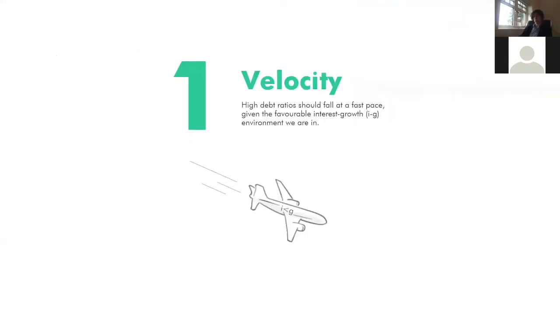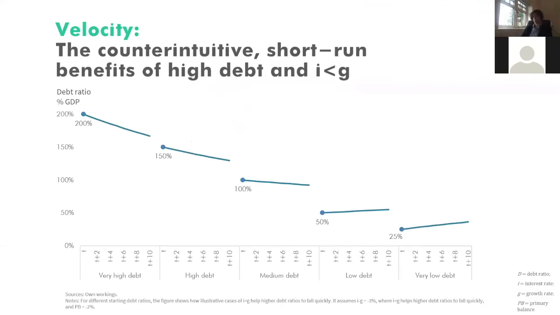So the first thing is velocity, and this is a useful way to think through that feature in particular. If you start with an illustration of different debt ratios, different heights, say a debt ratio of 200% of GDP over here, what we call a very high debt ratio, and see what happens for a given interest rate less than growth rate configuration. Here we assume I minus G is equal to minus 3%, and we assume that the primary balance you're running is a deficit of 2% before interest costs. In that setup, even though you're running a deficit, you find that debt actually falls quite fast, from about 200% down to about 170% within 10 years.